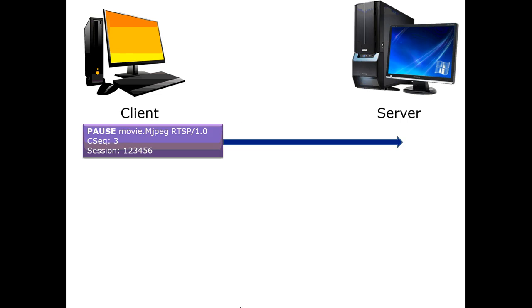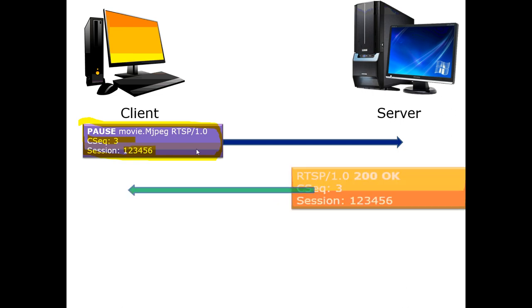After that, the client might send the third message saying pause, and even in this message you can see that the session number has been sent. The server is going to acknowledge, no matter which request it is; the server always acknowledges. If it's not able to pause for some external reasons, it will say a 500 error, that it couldn't process the request.